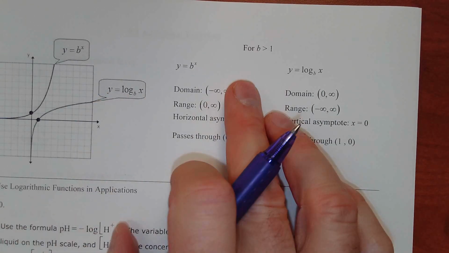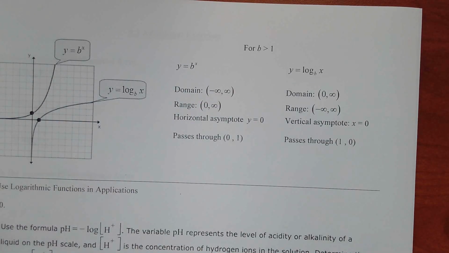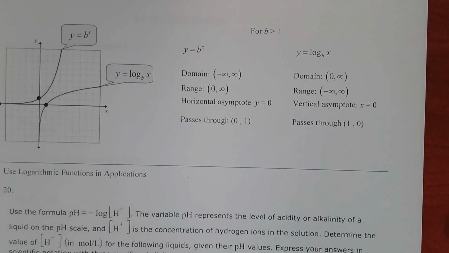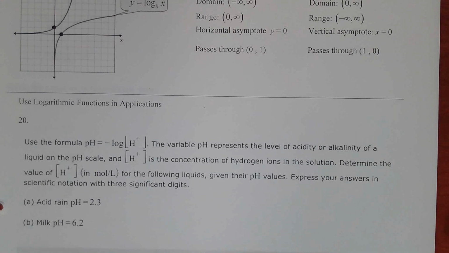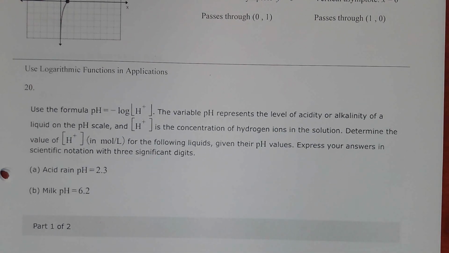Looking at your two cases, was b greater than 1? We actually did also the case when b was in between 0 and 1. So let's look at an application. Use the formula pH equals negative log H3O positive. The variable pH represents the level of acidity or alkalinity of a liquid on the pH scale, and H positive is the concentration of hydrogen ions in the solution. Determine the value of H positive in moles for the following liquids given their pH values. Express your answers in scientific notation with 3 significant digits.